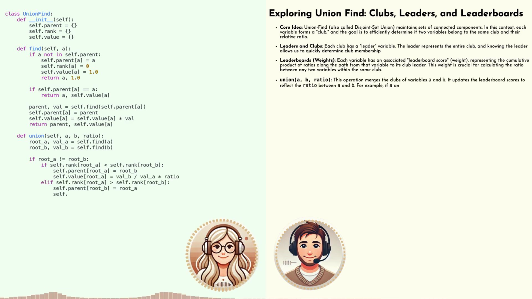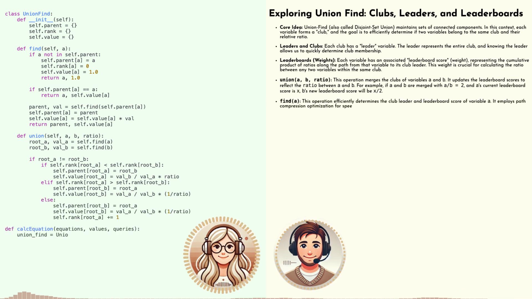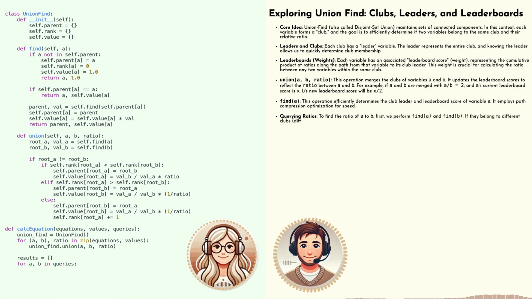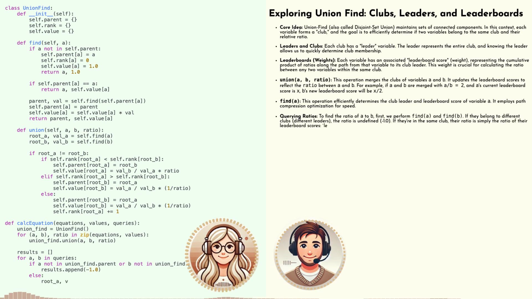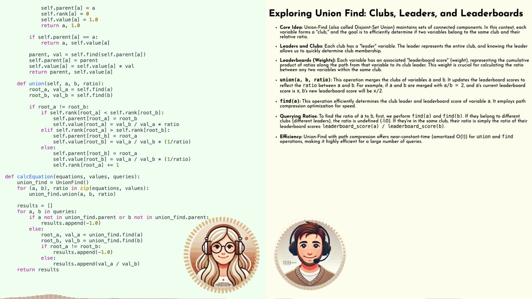Well, imagine each variable starts off in its own little club, kind of like a solo team. Then, as we see equations connecting them, we start merging those clubs together. So if we have A / B, then A and B join the same club. Exactly. And each club has a designated leader, the representative of that group. We keep track of how each member relates to the leader in terms of value. I'm trying to visualize this. So when clubs merge, it's not just about grouping, it's also about figuring out how everyone relates to the new leader. That's pretty intricate.